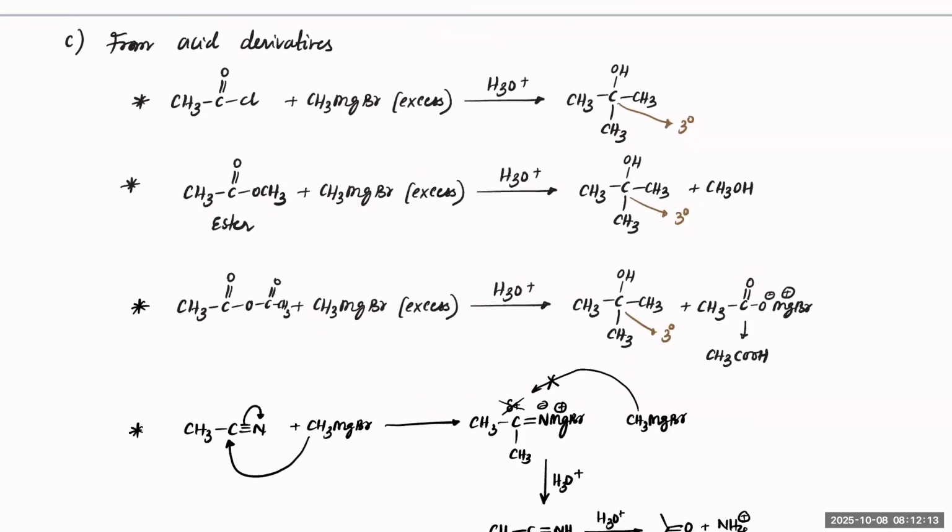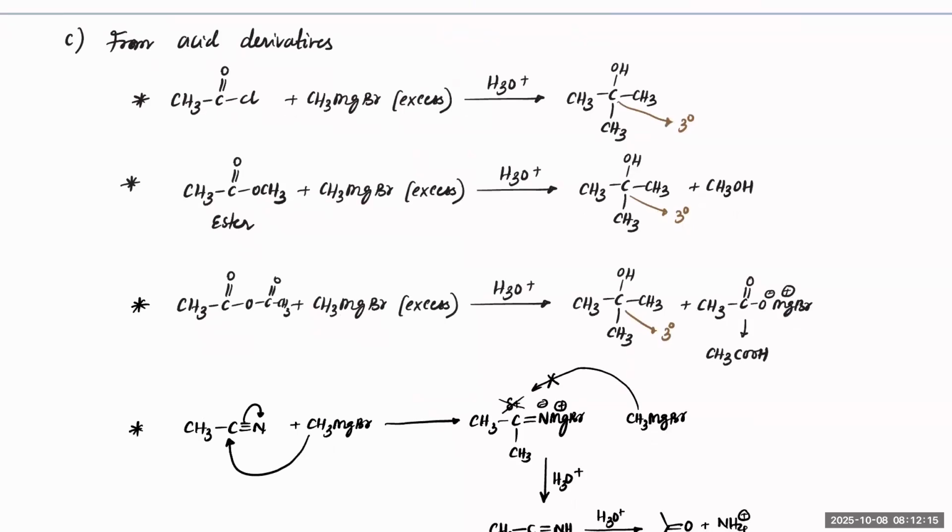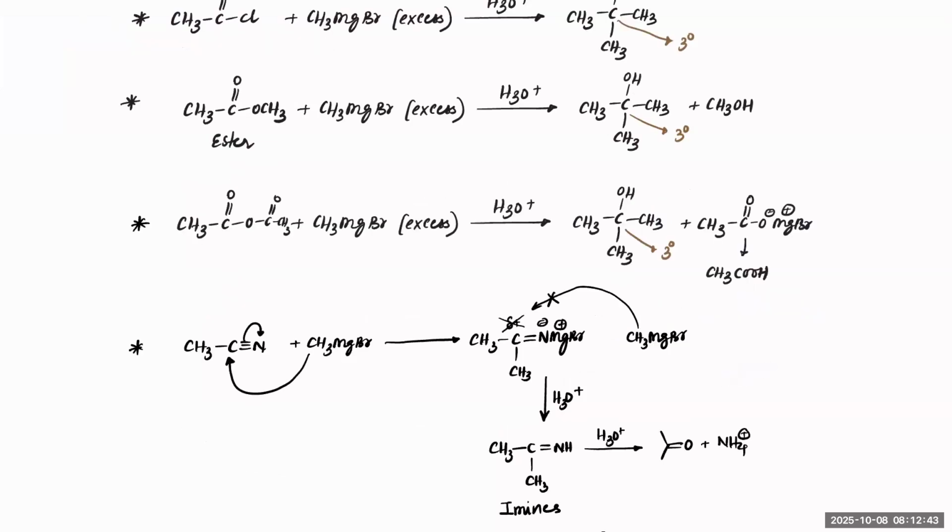From acid derivatives, we require CH3MgBr, at least 2 moles. First mole will convert into ketone. Second mole will convert into alcohol. Ester is also the same thing. First mole will convert into ketone. Second mole will convert into alcohol. Anhydride is also the same thing. First mole will convert into alcohol. The second one, the other molecule, the one which is broken up, will be present in the form of acids.